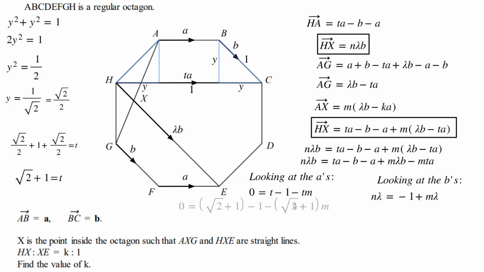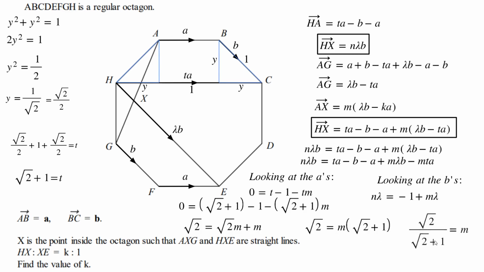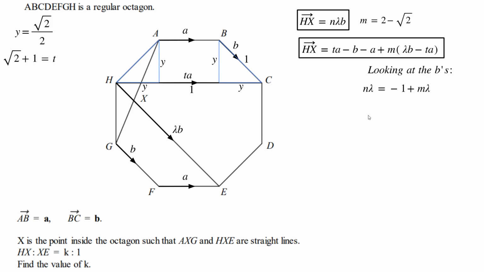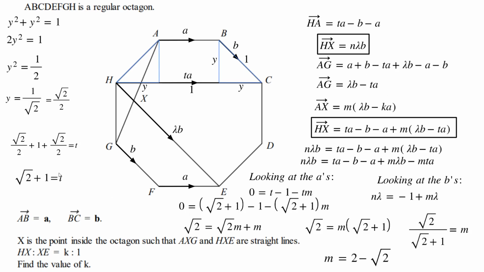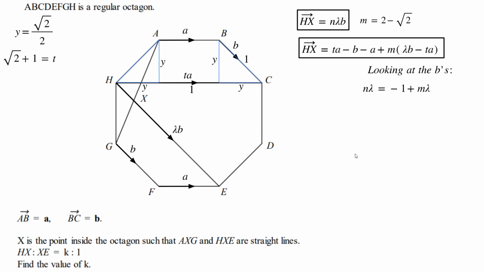Okay, so plug in t into there. Expand, simplify. So you get this, factor out the m, and then just divide by root 2 plus 1 to get m as this. And then I've rationalized it to get 2 minus root 2 equals m. Now let's just bring this onto another line. So we figured out what m is. We figured out what t is.